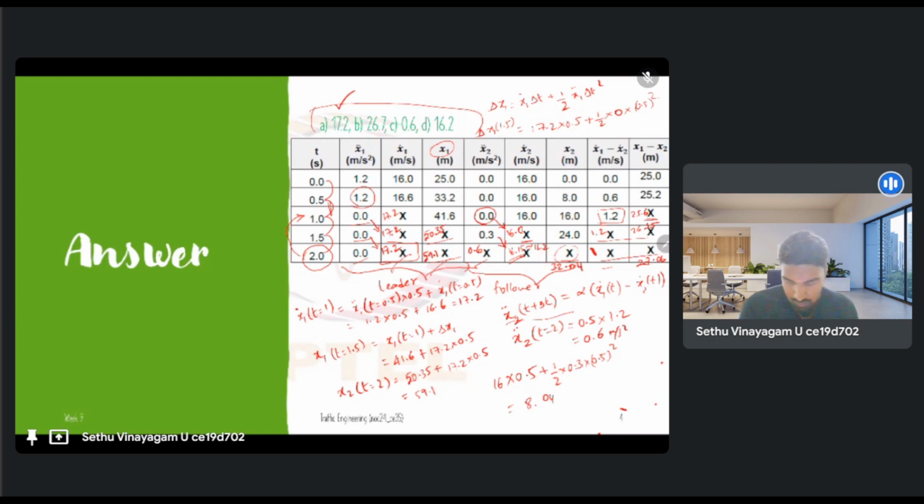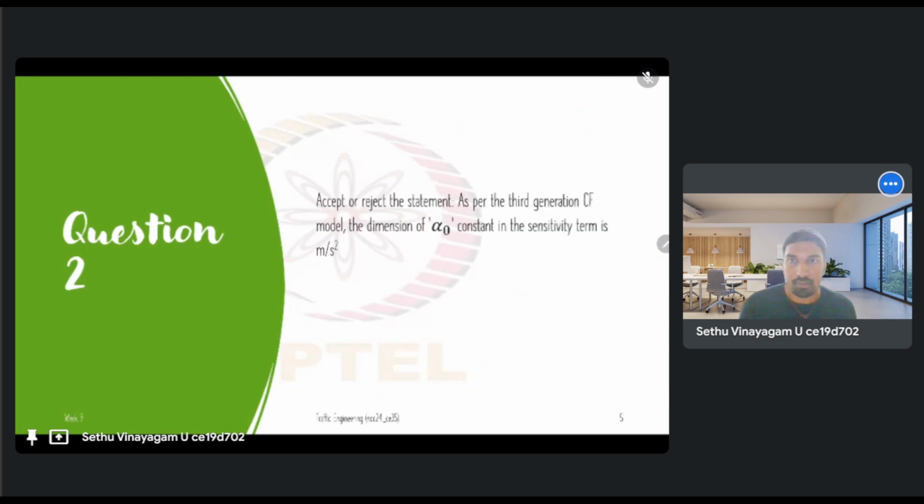Okay, now moving on to question number 2. Here we have to accept or reject the given statement. The statement is, as per the third generation car following model, the dimension of alpha naught constant in the sensitivity term is meter per second square, right? So here, the third generation car following model is alpha naught divided by x n minus x n plus 1.